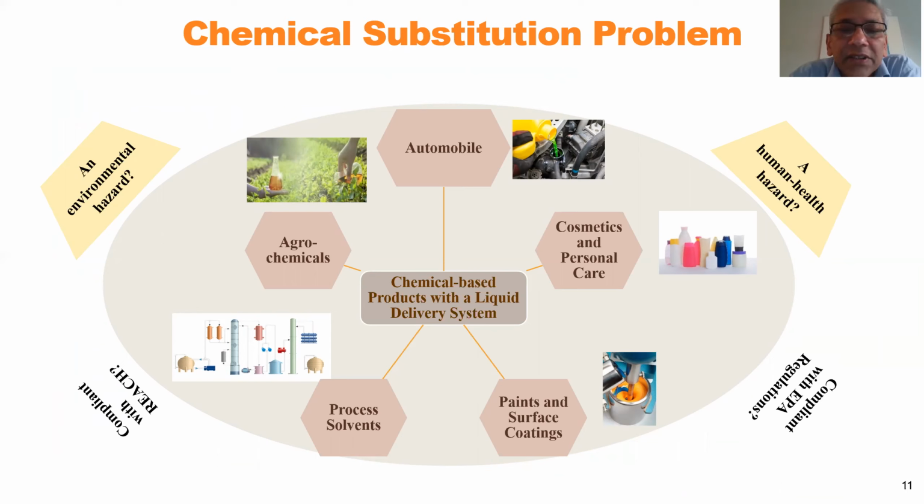Here it means that either a product has been designed and we know the chemicals, or the process where it is used, we know the chemicals, or it's a new one where also we know the chemicals. And what we want to find out is whether any chemical does not comply with the REACH or the EPA regulations. And if they do not, then how to substitute it.